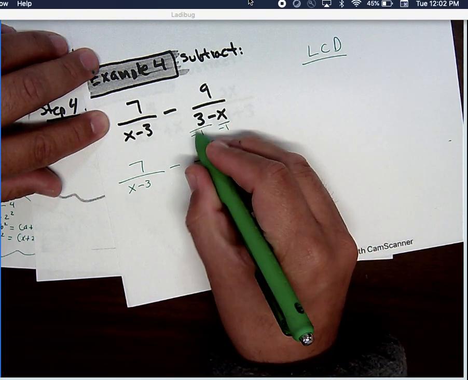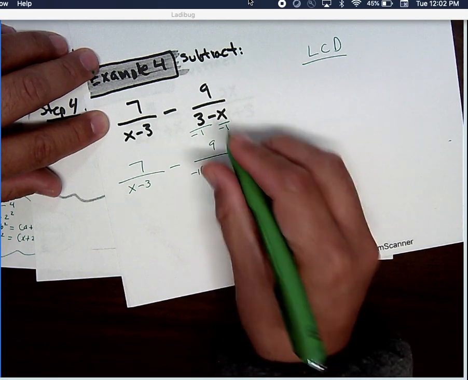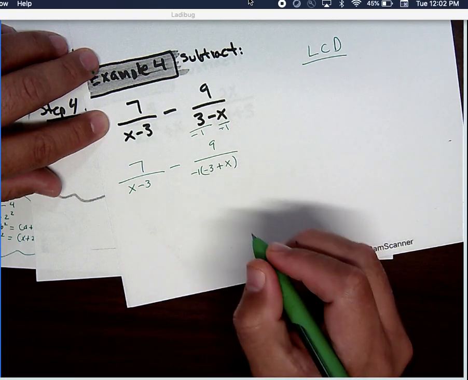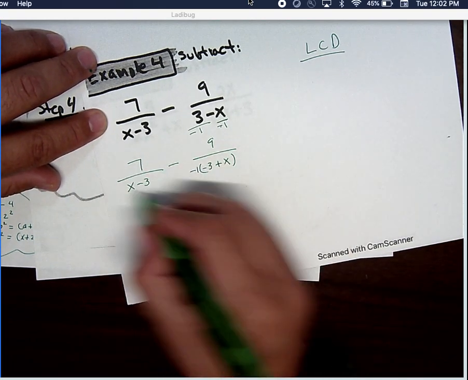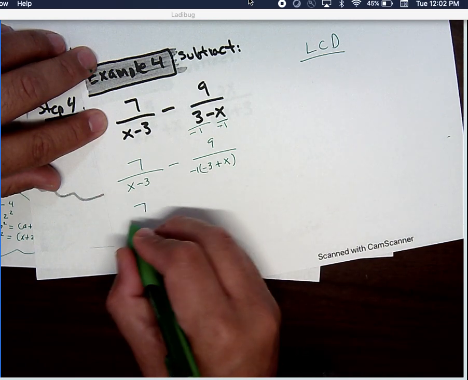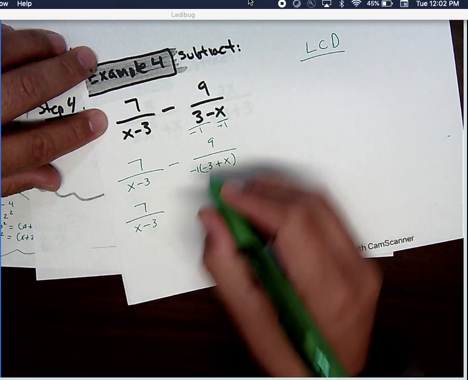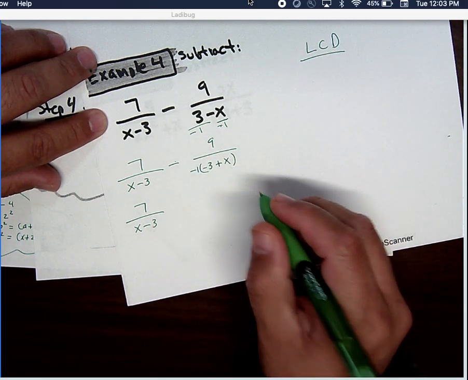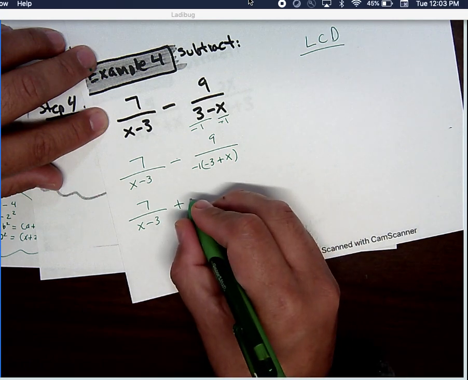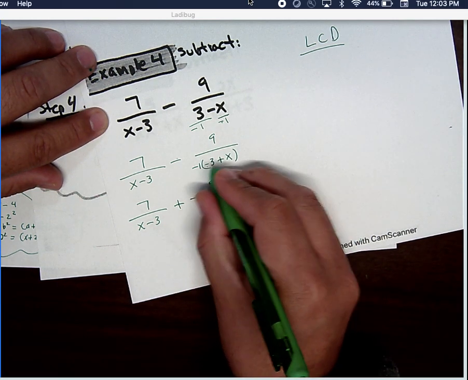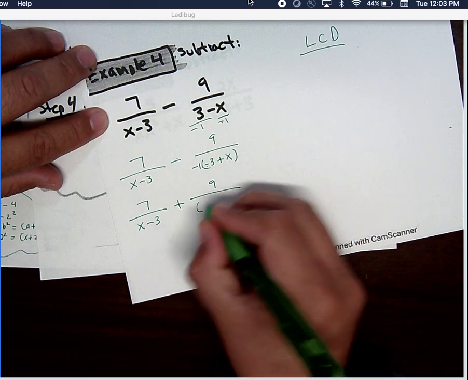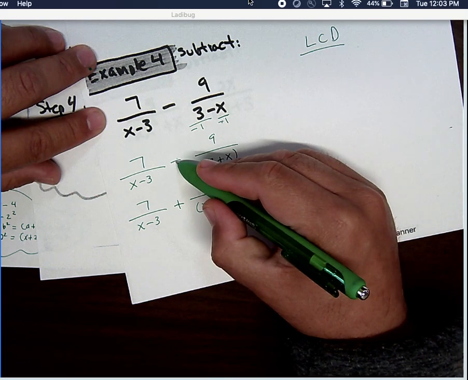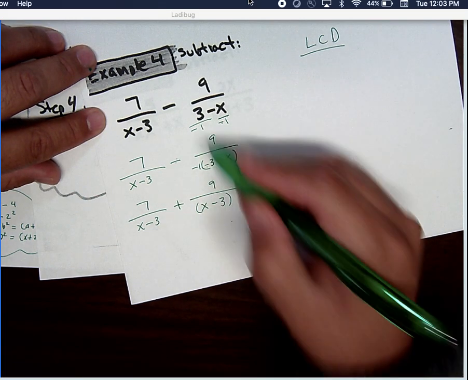So 3 divided by -1 becomes a -3, and then negative x divided by -1 becomes a positive x. And then we can rewrite this bottom part as 7 over x minus 3. If you notice these are negative, so the whole thing becomes a positive. And then you have the 9, and then we're going to switch this one, x minus 3. So that became a positive because of that negative that we factored out from this one.